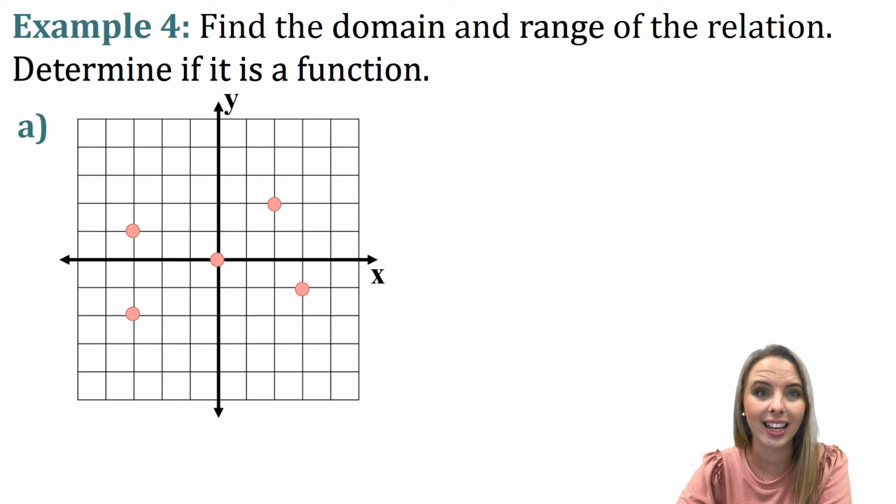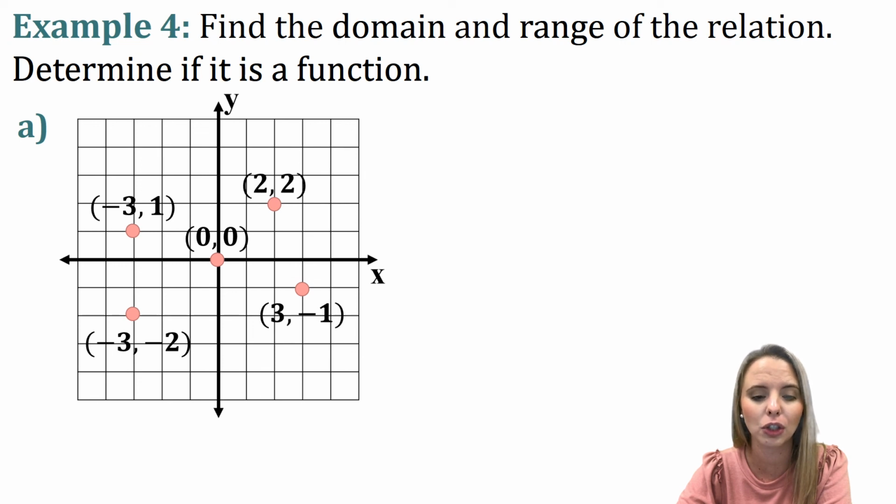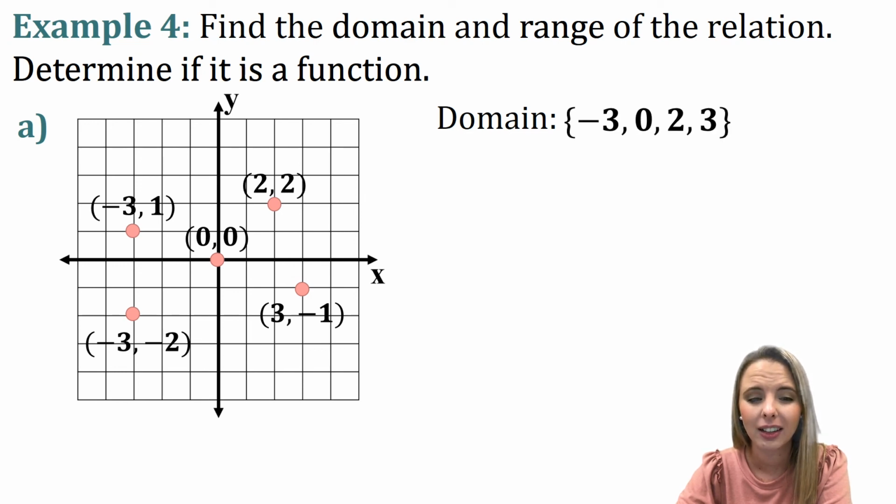So we have these points. They're ordered pairs: (-3, 1), (-3, -2), (0, 0) at the origin, (2, 2), and (3, -1). We need to determine what the domain is. We have 5 points. How many domain elements should we have? 5, but why do we only have 4? Because the -3 is repeated, right? Okay, so we listed -3, 0, 2, and 3.